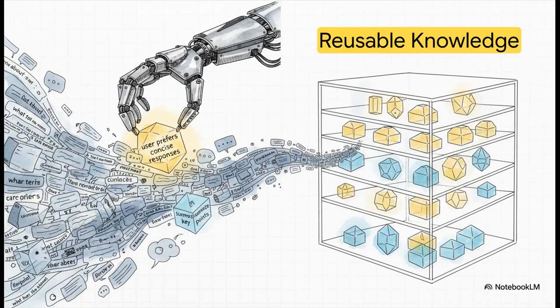Okay, building on that, we get to the next level, semantic fact memory. This is where the agent starts to get really smart.